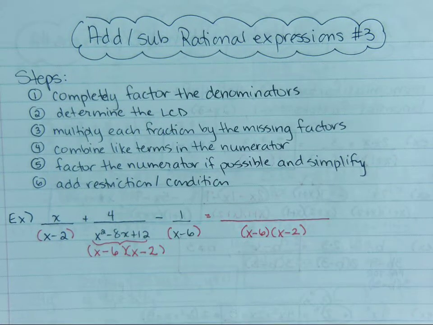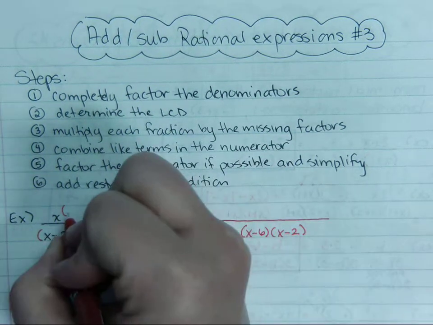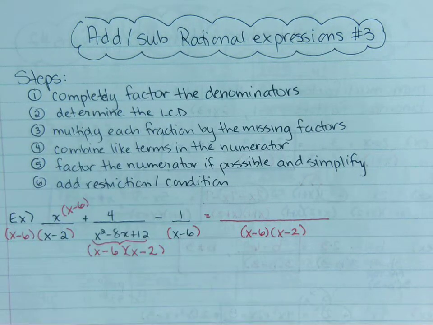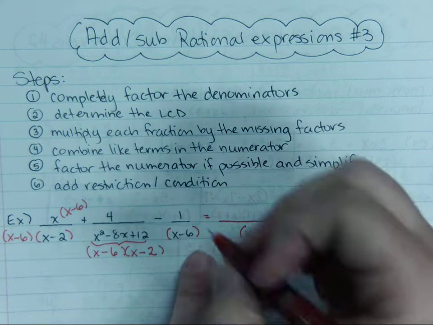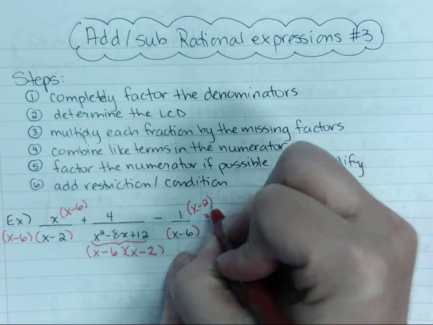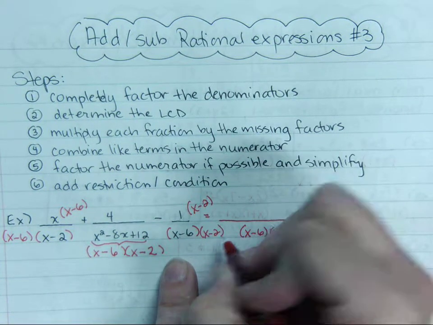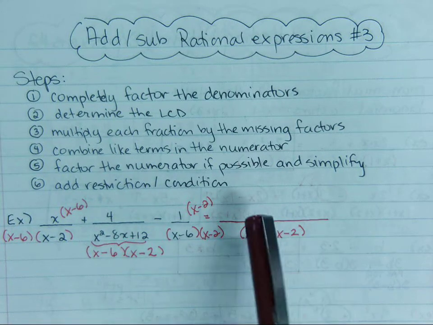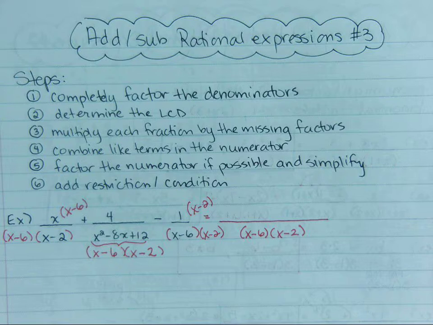All right. Now all I need to do is multiply the first and the third fraction by the missing factors. So this one is missing my x minus 6. And then the right-hand fraction is missing my x minus 2. So now when I distribute, I'm going to put all of my terms in the numerator so I can see them all, and then I can combine after the fact.